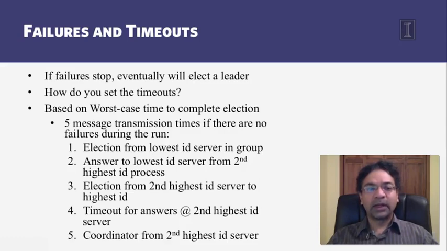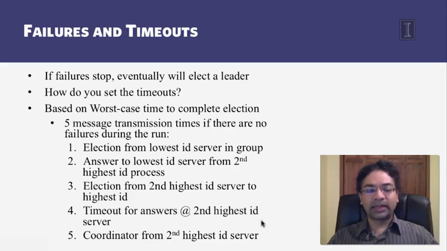So the answer that the lowest ID initiator gets from the second highest ID process, the would-be leader, takes another message transmission time. So that's step 2. Next, you have the election message from the second highest ID server that goes out to the highest ID process, which is in fact the failed leader. That's the third message transmission time. Then the second highest ID process waits for the highest ID process to respond, and there's a timeout for that as well. That's the fourth message transmission time.